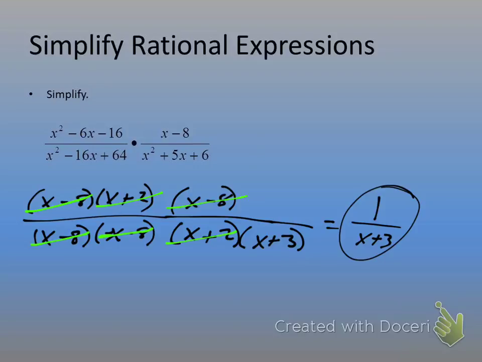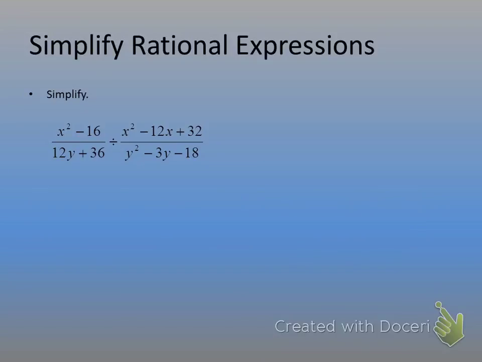Okay, so in the next one you have a question on this one here. If you want the full-blown answer, make sure you set it up and the parentheses in your answer look good. Like I said, I'll look at it pretty close to make sure it's close to right as far as your formatting. But you have x squared minus 16 over 12y plus 36 divided by x squared minus 12x plus 32 over y squared minus 3y minus 18.